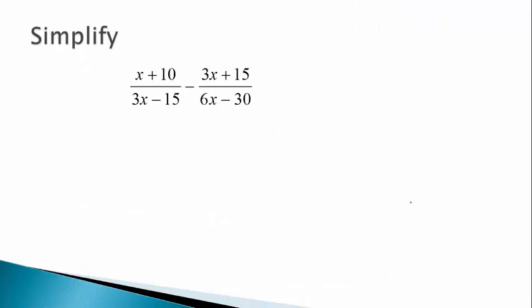Let's look at a subtraction example. So we've got x plus 10 over 3x minus 15, minus 3x plus 15 over 6x minus 30. Okay, so again, for starters, we want to come up with what the LCM is going to look like. So let's factor each denominator. The first denominator, I can pull out a 3, and I'm left with x minus 5. The second denominator, I can pull out a 6, and I'm left with x minus 5.